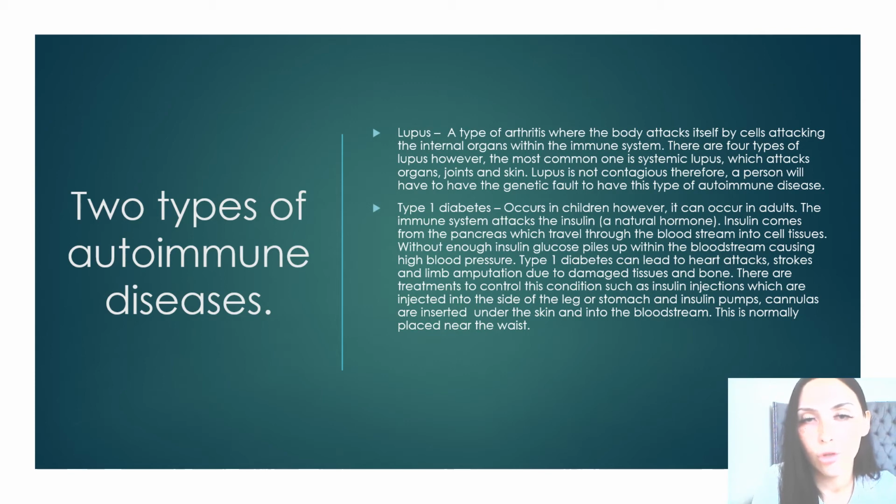There are treatments to control this condition, such as insulin injections, which are injected into the side of the leg or the stomach, and insulin pumps. Cannulas are inserted under the skin and are in the bloodstream. This is normally placed near the waist.